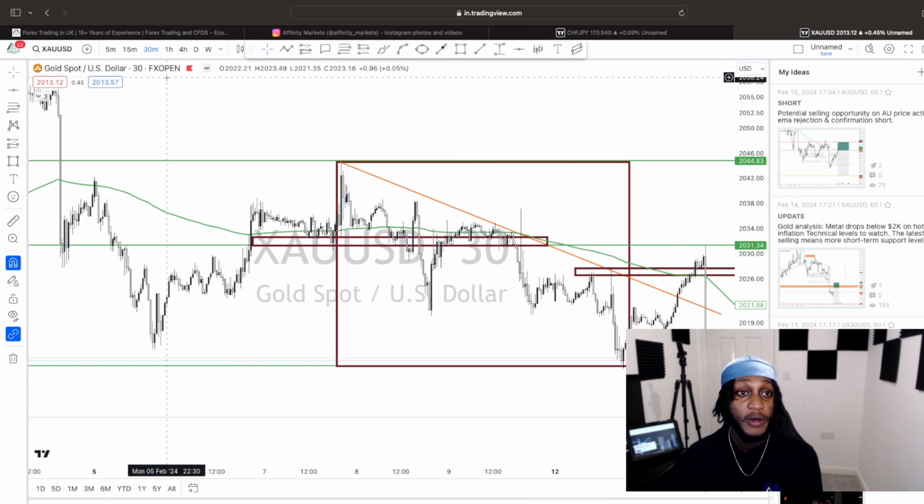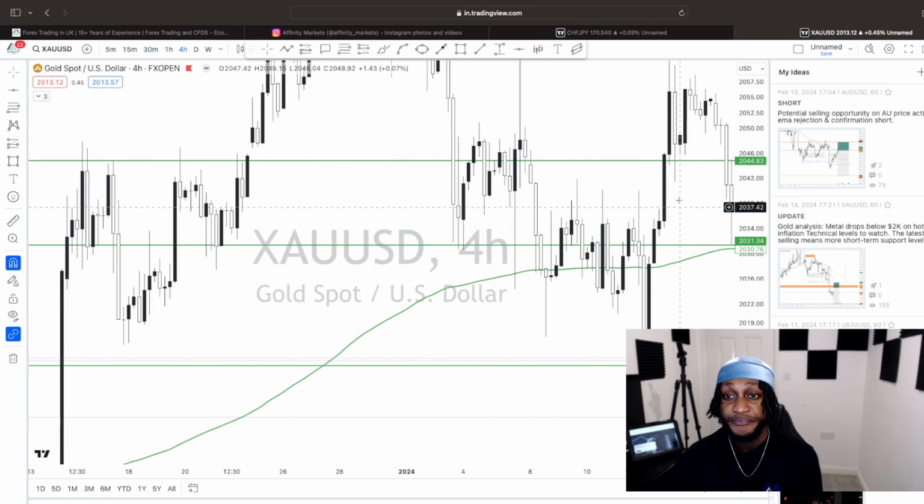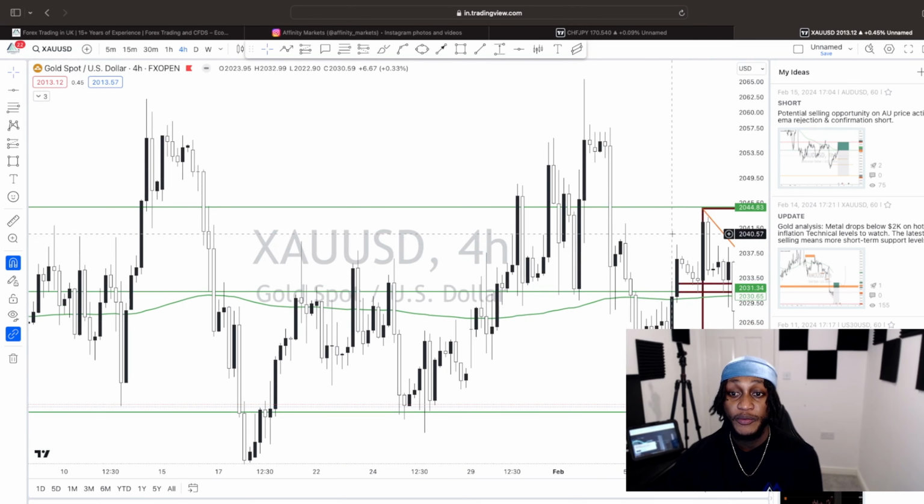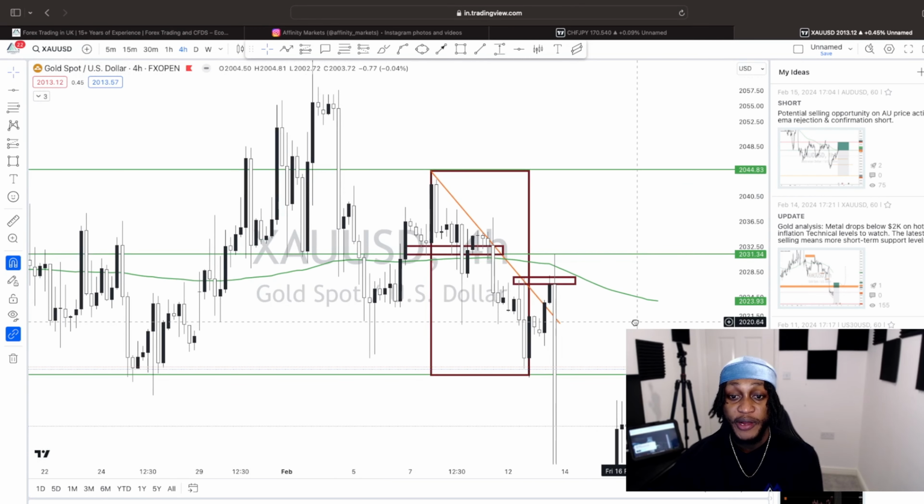So on my H4 time frame, right, what we did was look at how price reacted. So when I saw price came back up like this on my H4, I know we was gonna go for a sell.